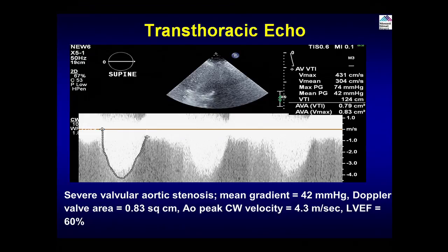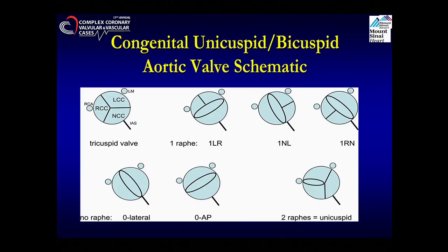This is what the transthoracic echo had shown, that right now her mean gradient is 42, EF 60. She still continues to have severe AS. Next slide. And this is what was confirmed on echo.